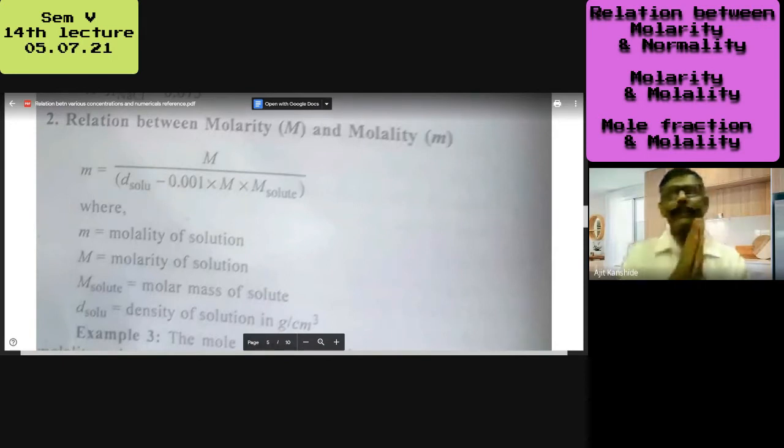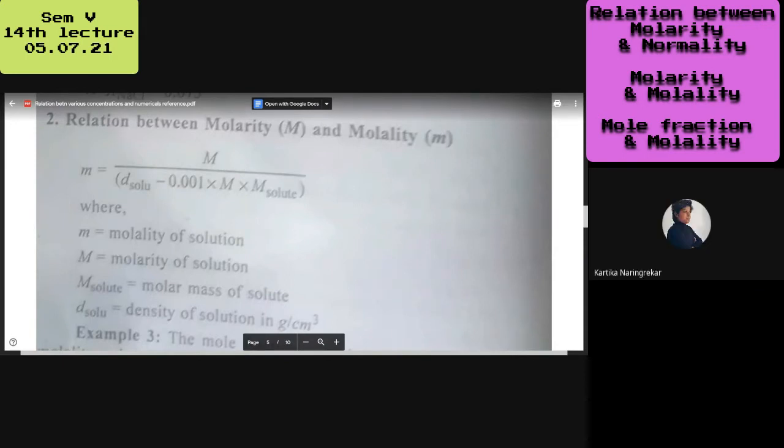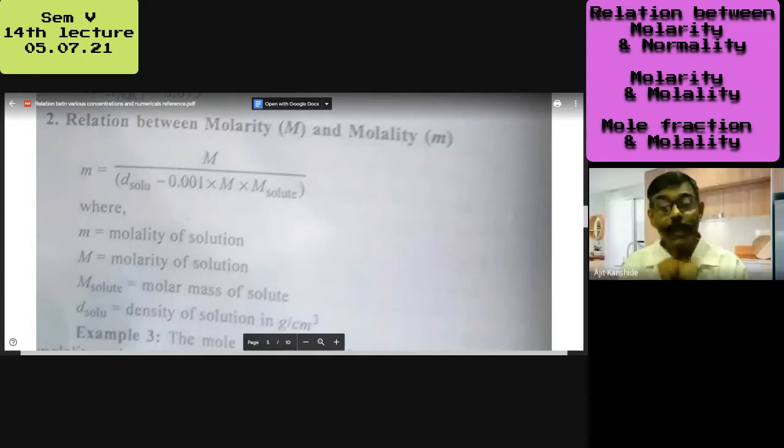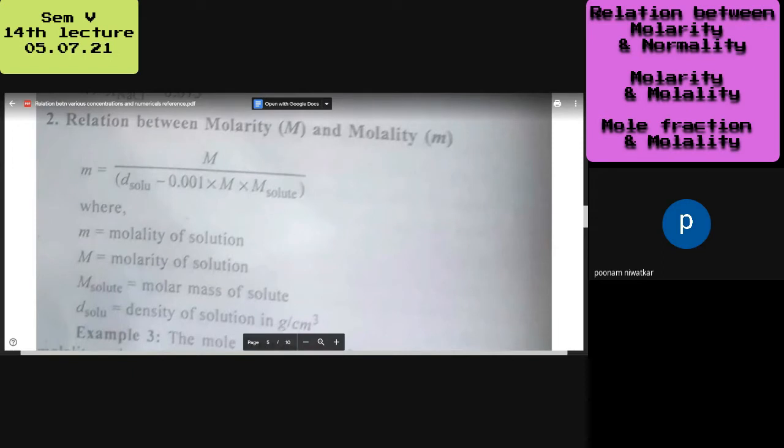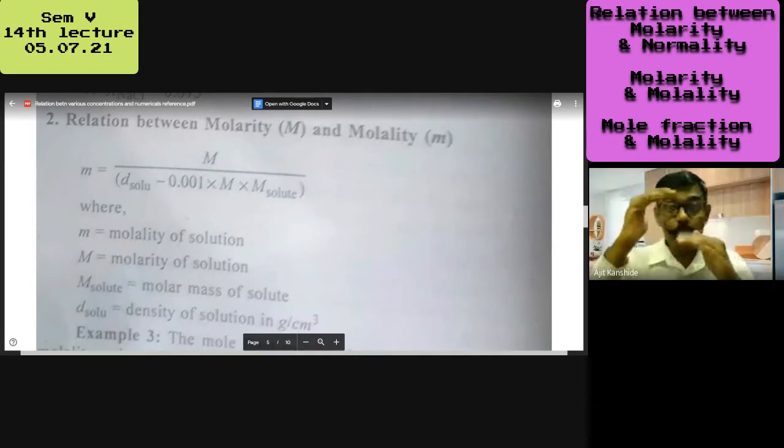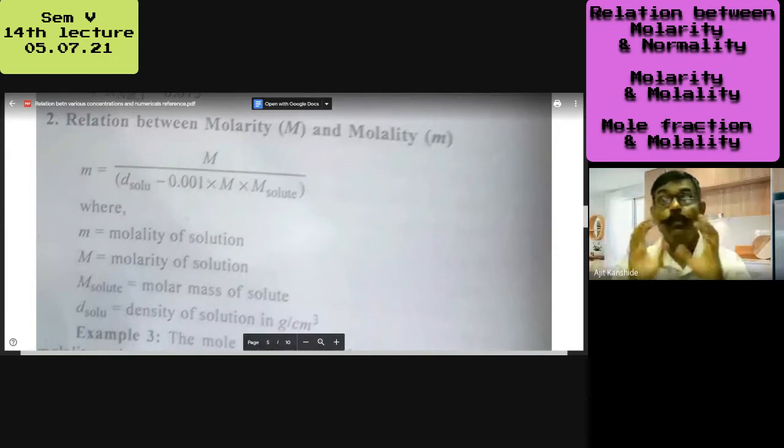What is at the left side? Molality. What is the formula of molality? Number of moles of solute per kilogram of solvent. Right: number of moles of solute divided by the mass of the solvent, meaning kg is there. It is the understanding of molality, small m. Keep in mind, that's the number of moles of solute divided by mass of solvent.